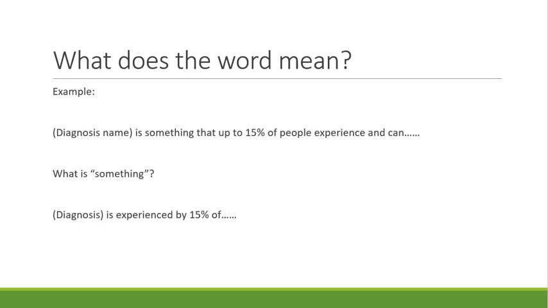Now, what does the word "something" mean? So, for example, here, what somebody wrote was, and in the parentheses there's the diagnostic name that I blinded, "is something that up to 15% of people experience and can..." So, what is "something"? That might just be an unnecessary use of a word, might be conversational in nature. Instead, just put "diagnosis is experienced by 15% of people."